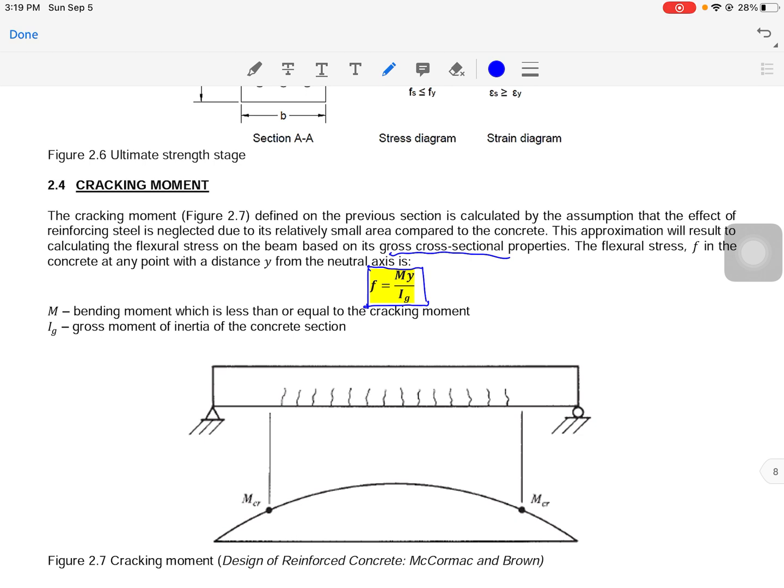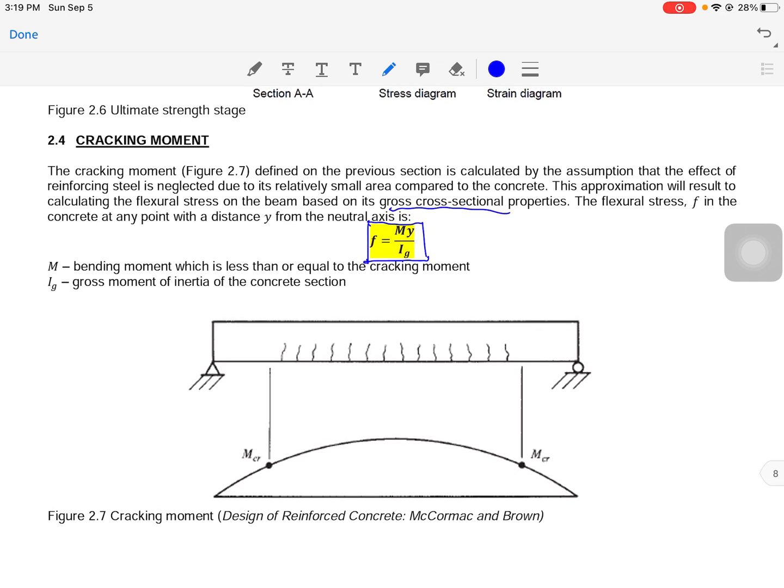Meaning, for example from the figure, if this is your beam here, you have B times H, then if you have this cracking moment here, at this point, this is Mcr. Any moment that is greater than Mcr, the beam will start to crack at the tension side, as you notice here in the figure.